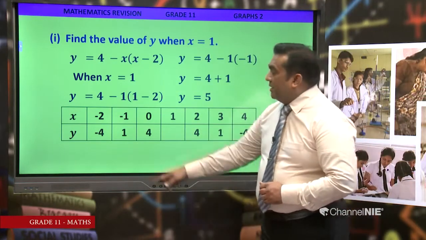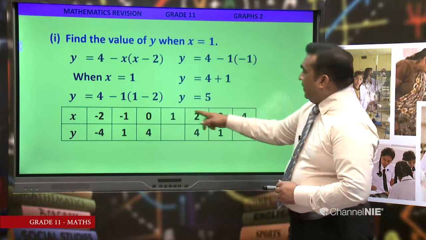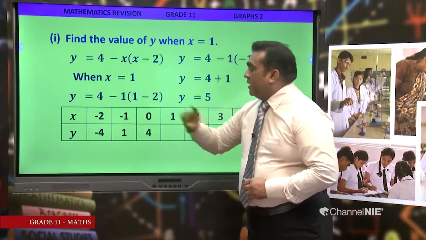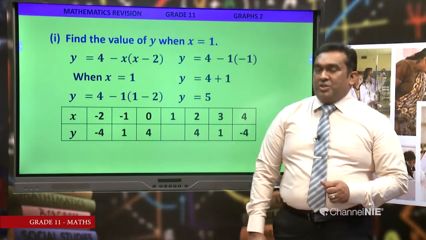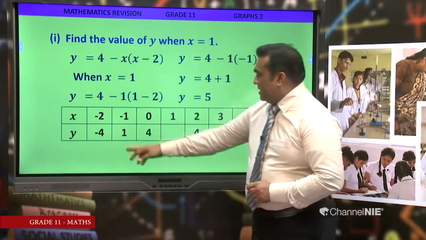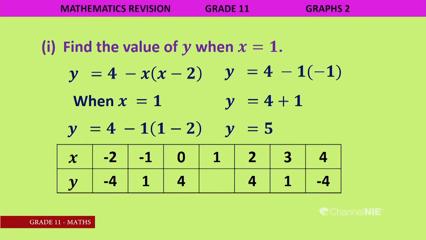If you consider the range of x, the positive part is larger than the negative part. You have to pay attention to the range of values of x when drawing the x-axis. Here, minus 4 to plus 4. The maximum value is 5. It is useless drawing the y-axis more than positive 5 and less than minus 4.